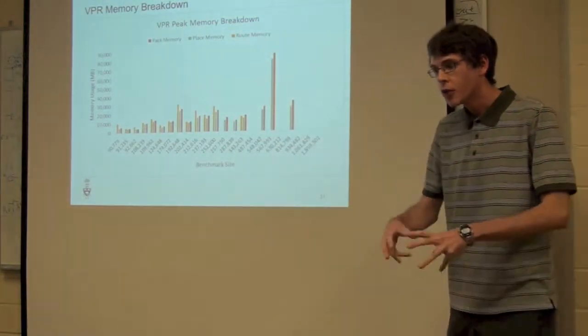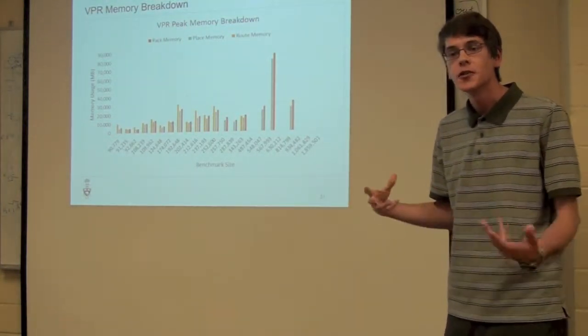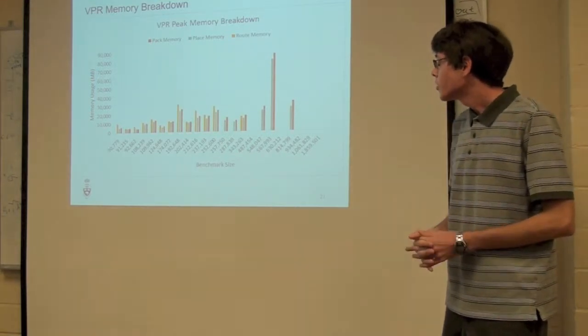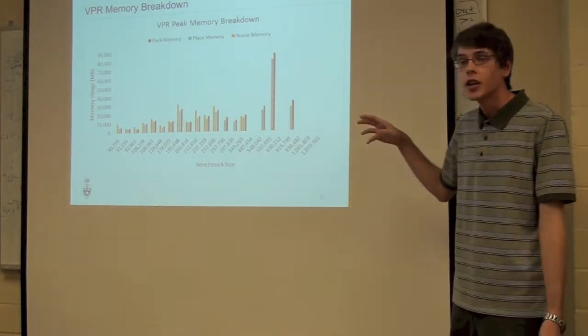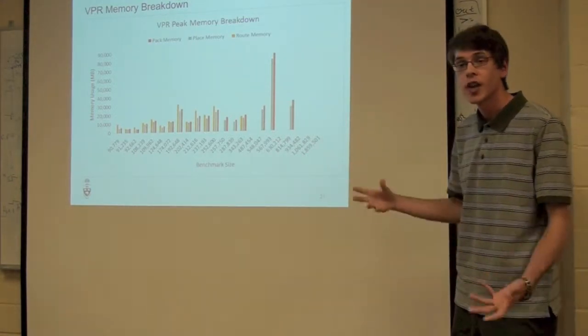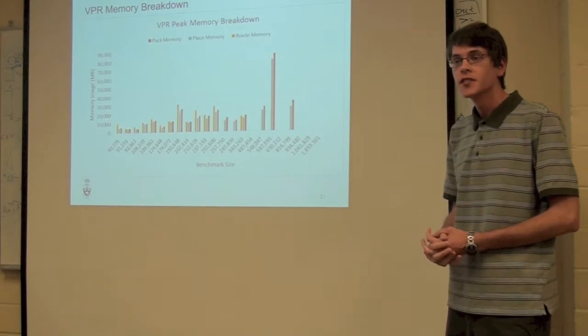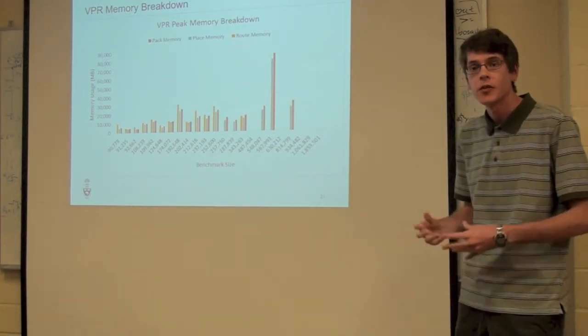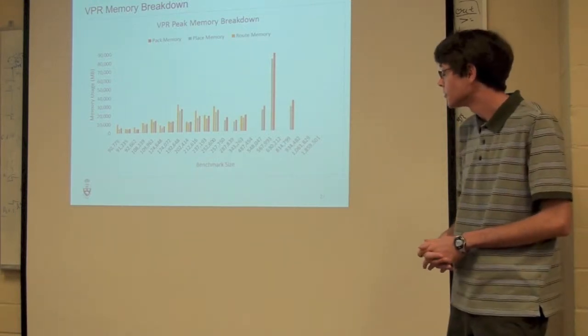And we can break out basically how much memory is used by each step of the CAD flow in VPR. And basically what we conclude is that peak memory is usually in routing, although packing and placement are actually not that far behind. So it may seem that there is some type of global data structure perhaps in VPR that gets quite large as the netlist size grows.